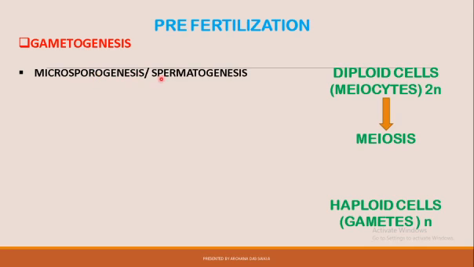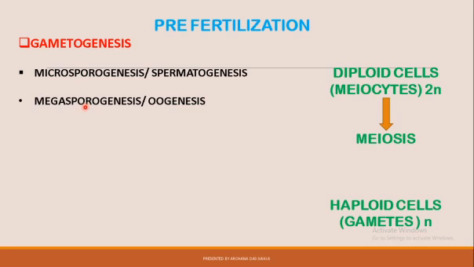In animals, it is called spermatogenesis. That will form the sperm cells. Sperm cells are also haploid cells. They are the male gametes, which result from meiocytes. Only a few meiocytes are capable of undergoing meiosis.